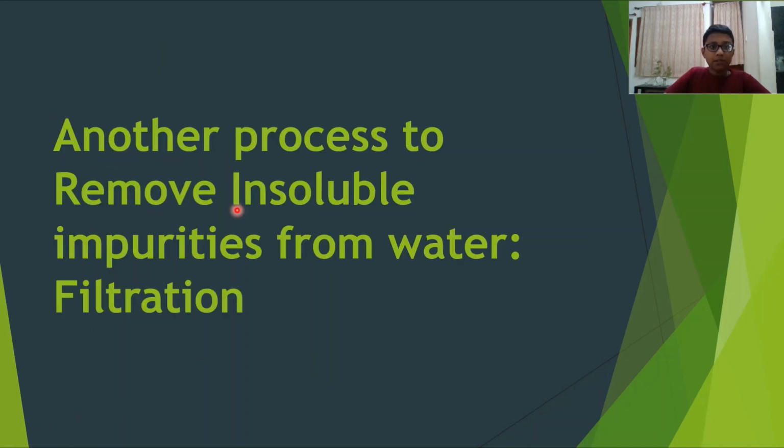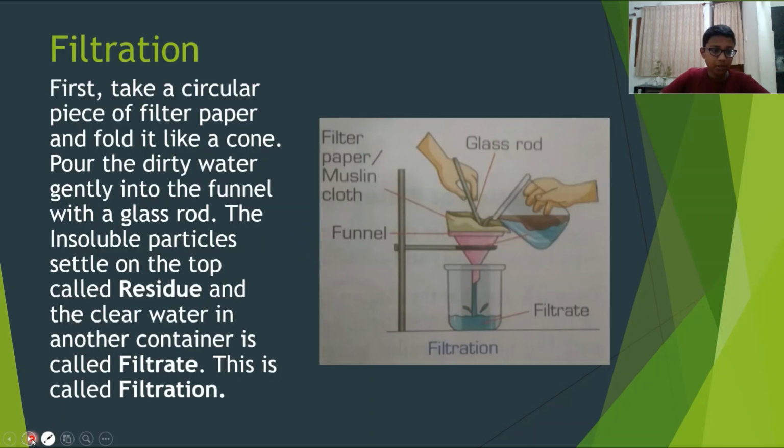Now, another process to remove insoluble impurities from water. We learned about two processes, and now there is one more process called filtration. First, take a circular piece of filter paper or muslin cloth, as you can see here, and fold it into a cone.